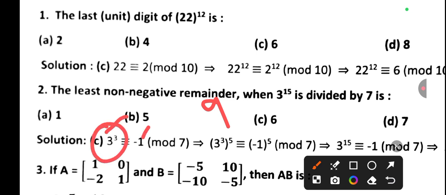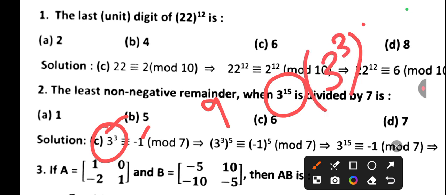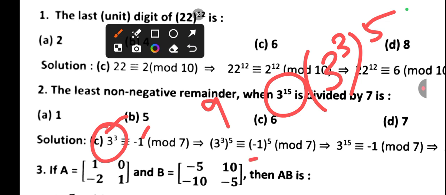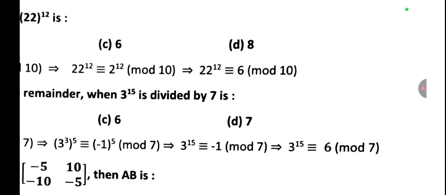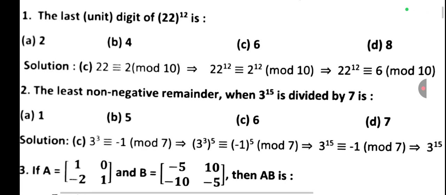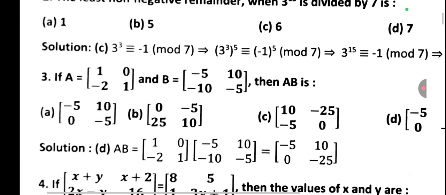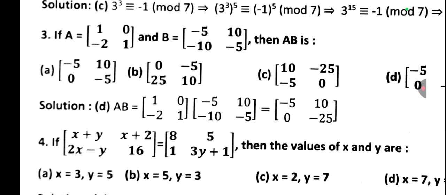Now 3 cube, how are you going to make it 15? Already you found 3 power 3. Whole power 5. A power m, whole power n, is A power m into n. Correct? Minus 1 whole power 5, you do, so you will get minus 1. So the answer is minus 1 mod 7. When minus 1 mod 7, what will be the remainder? You will get the answer 6. So again 6 is the answer. Clear, check.